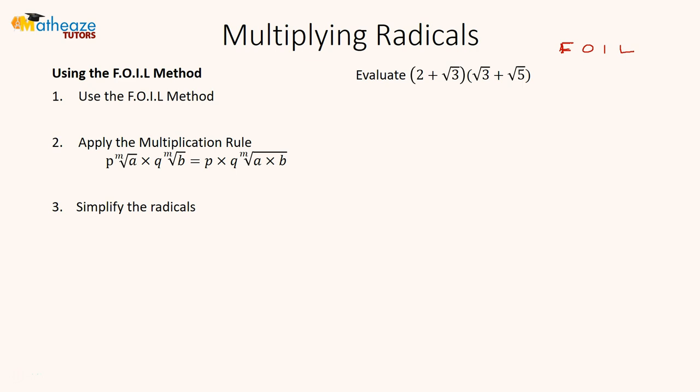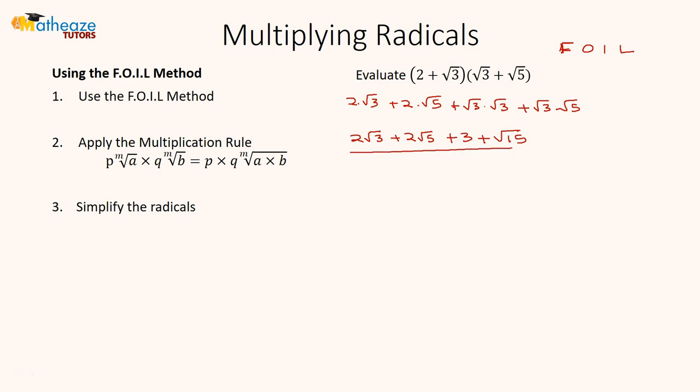So let's apply that. The first terms are 2 and square root of 3. The outer terms are 2 and square root of 5. The inner terms are square root of 3 and square root of 3, and the last terms are square root of 3 and square root of 5. So let's simplify. So this is 2 square root of 3 plus 2 square root of 5 plus 3 plus square root of 15. Nothing can be simplified, so that's using the FOIL method with radicals.